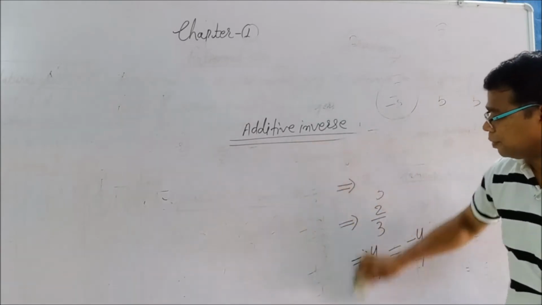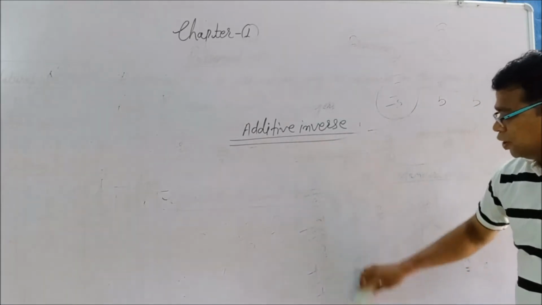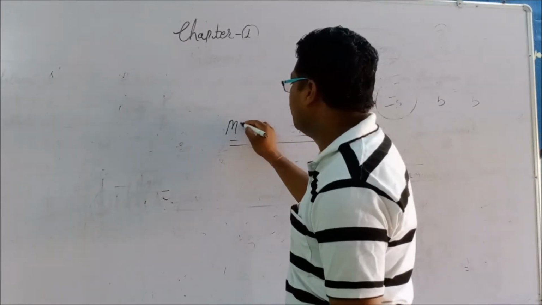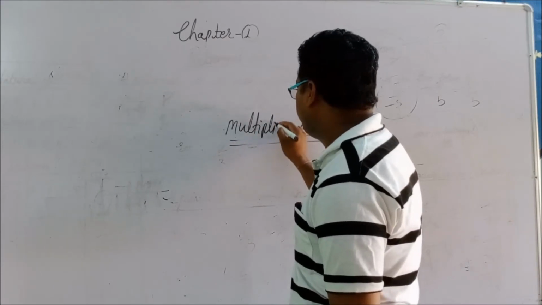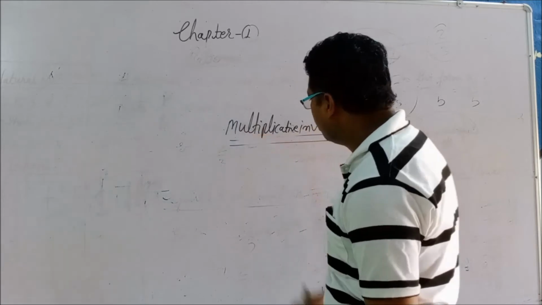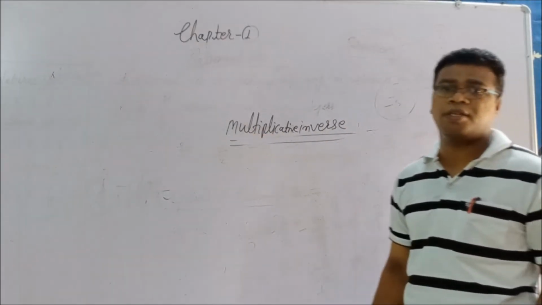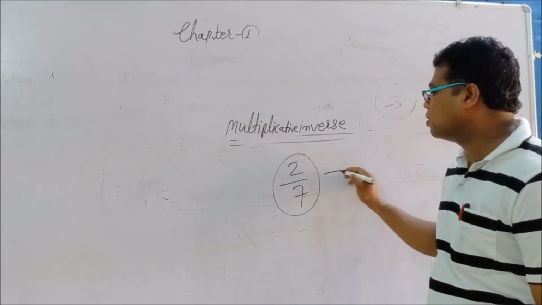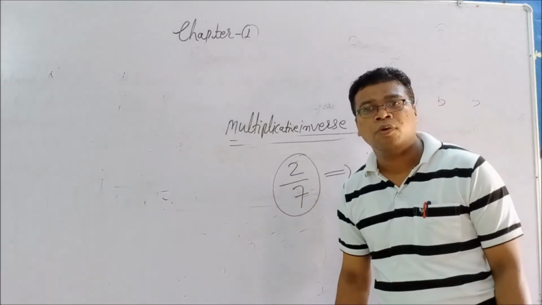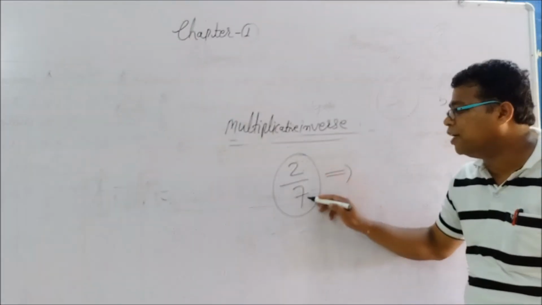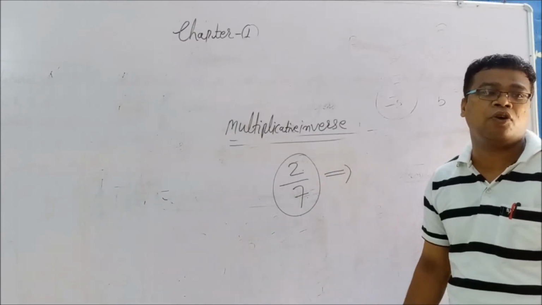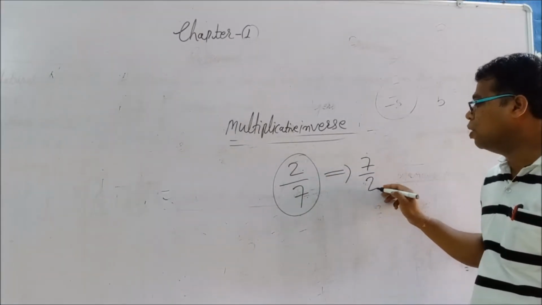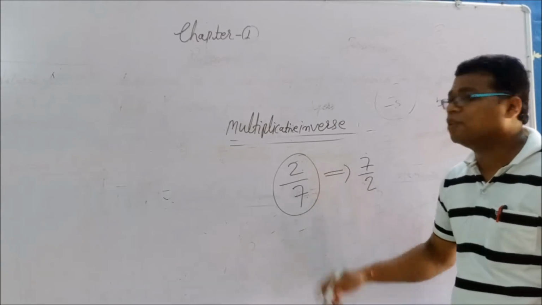Same like that, another question which generally comes in the board exam and which is very important is the multiplicative inverse. What is multiplicative inverse? Multiplicative inverse is also very simple. See the example. For example, the question is find the multiplicative inverse of 2 upon 7. So what do we have to do? We have to just interchange the numerator and denominator. The answer for 2 upon 7 will become 7 upon 2. I am just changing the numerator with the denominator.